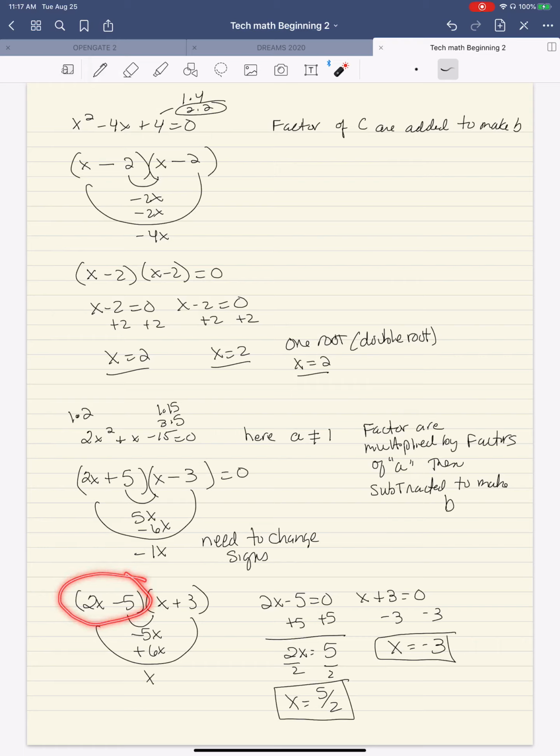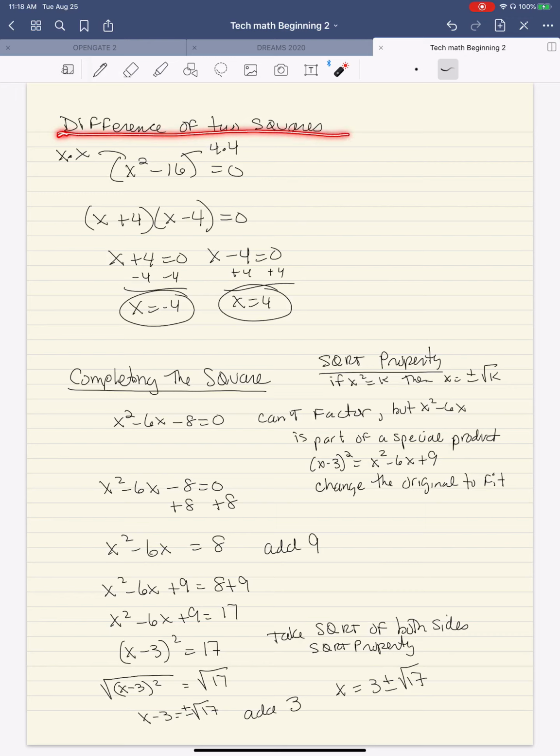So again, the zero products rule. Take the 2x minus 5, set that equal to 0. Take the x plus 3, set that equal to 0. The first one, I add 5 to both sides. Then I have to divide by 2. So I get a fraction, 5 halves. This one here, I'm going to subtract 3, and I get a negative 3. So my roots are positive 5 halves and negative 3. Notice whenever you have a here, one of your roots ends up being a fraction.